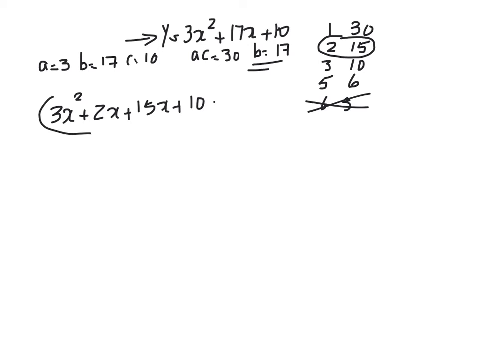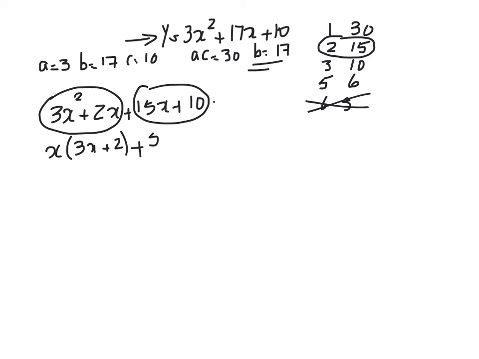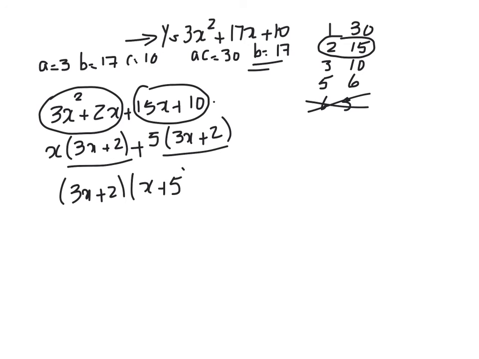Now I take these two terms. The only common factor is x, so I get x, 3x plus 2 plus, then I take these two. The only common factor is 5, so I take 5 out, and I get 3x plus 2. Now 3x plus 2 is common between these two terms, so I can factor it out. I get 3x plus 2, and then I get x plus 5. So this is my factor. Now, I just leave it to you to expand it to make sure that the factor is correct.